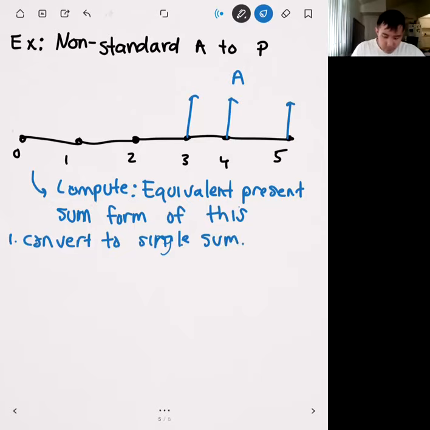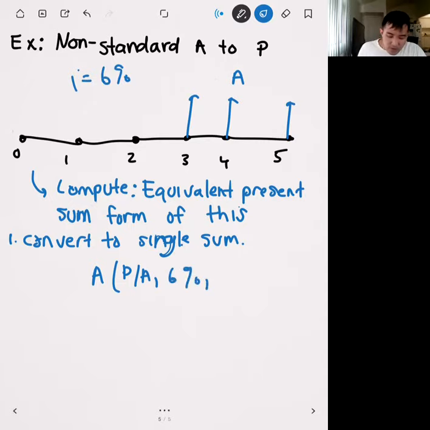Okay. So in this particular case, we have a uniform series that starts in year 3, and it goes on for 3 years. And so let's convert this uniform series into a single sum. The way that we're going to do that is we're going to do A, which is our amount, and then let's convert it into a present sum, but it's not a present sum that occurs in year 0. It's going to be a present sum that's relative to this uniform series. And so we're going to do P over A. Let's just say that we have an interest rate of 6%. It doesn't really matter.